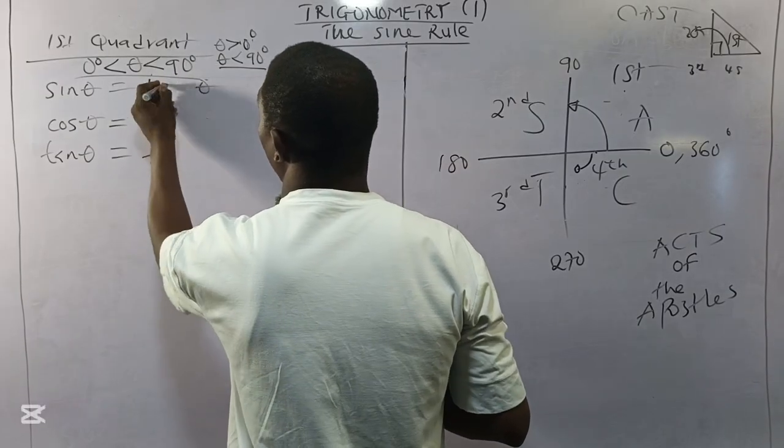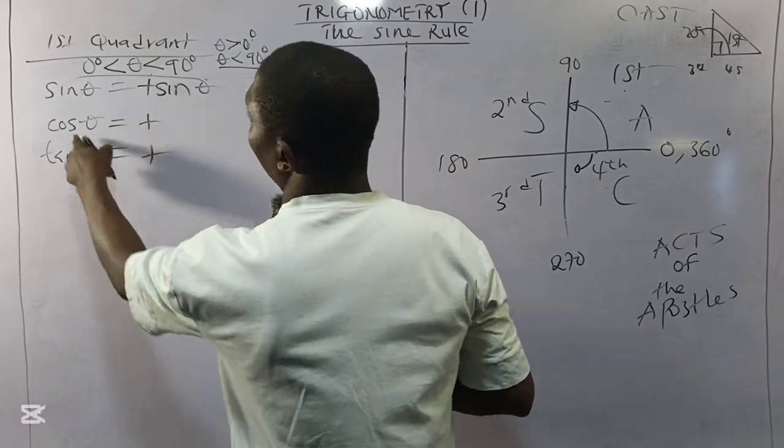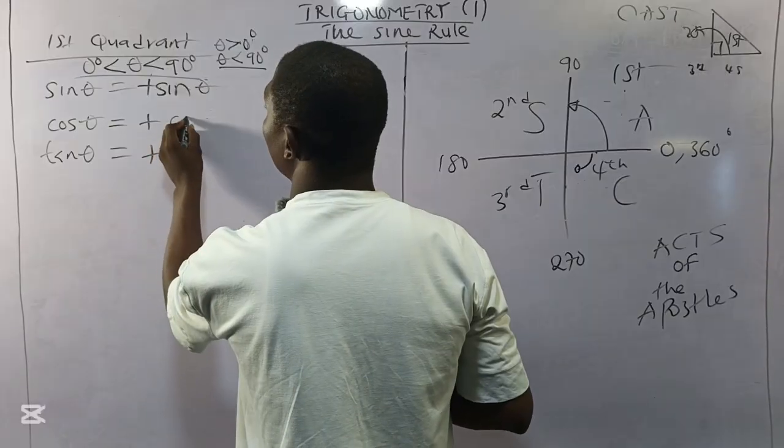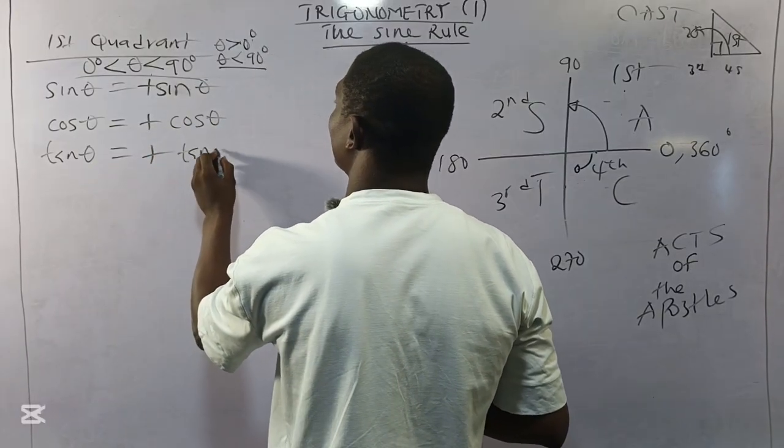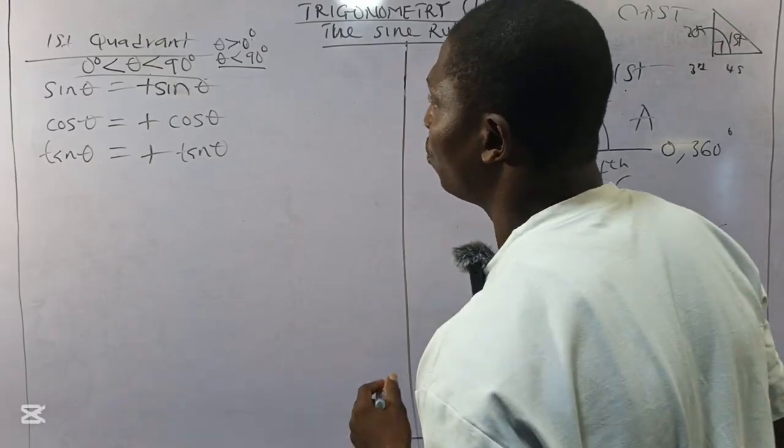Sine theta equals plus sine theta. Cos theta will be equal to plus cos theta. And tan theta will be given as plus tan theta. So this is for the first quadrant.